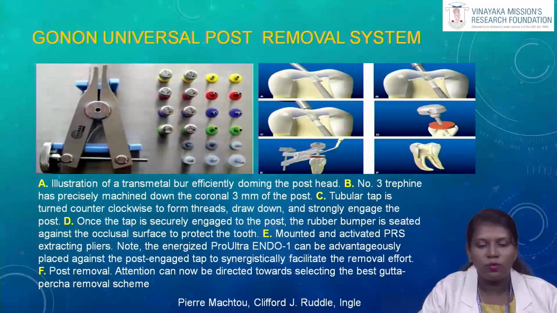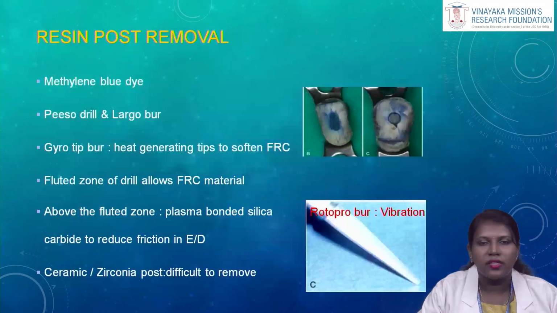These are the Gonon's universal post removal system. The first diagram depicts a complete set, and the second diagram depicts the method by which we can remove the post using trephines and burrs. The other method to remove a post is to apply a methylene blue dye, piezo drill and a Largo burr, gyro tips which help in heat generation to soften the fiber reinforced core, and the fluted zone of drills were used in FRC material. Above the fluted zone, plasma bonded silicon carbide is used to reduce the friction in the material.